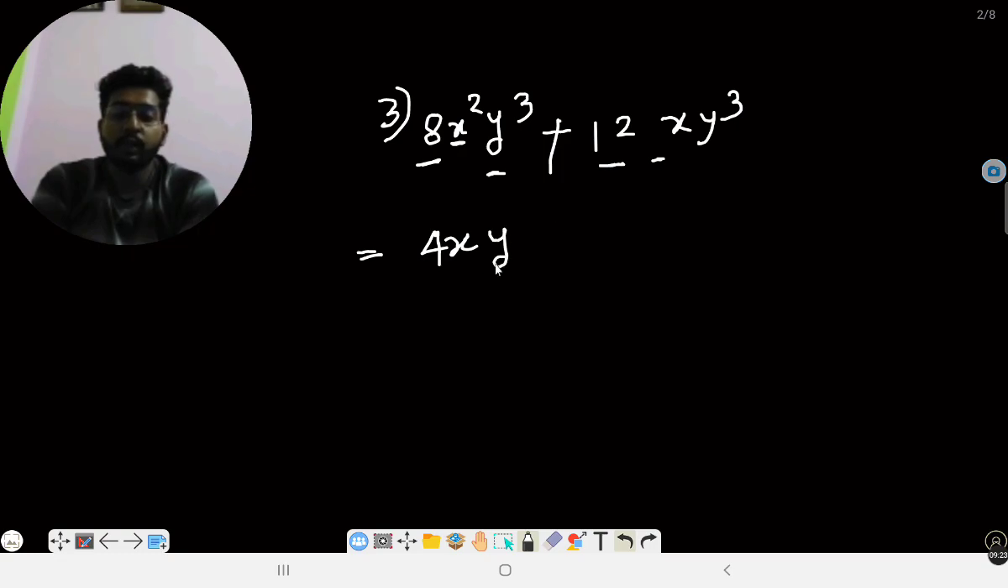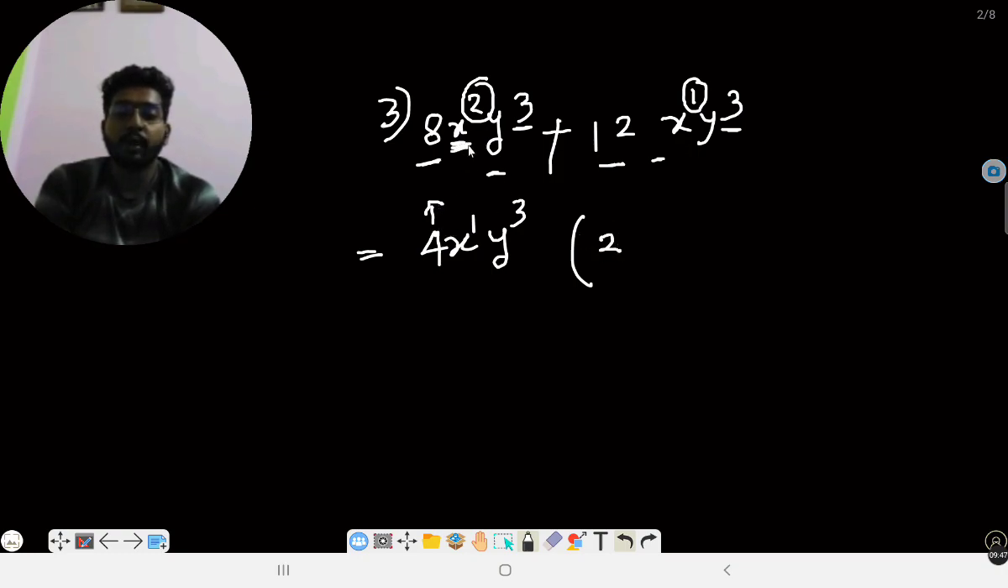So here you can see the power of x is 2. Here the power of x is 1. So you have to take the lowest one. 2 and 1, what is the lowest one? 1. Again, the power of y is 3 here and the power of y is 3 here. Both are the same, so you have to take 3. Now 8, if I divide 8 by 4, what will it be? 2. And x square, I have taken x, so there remains 2x.